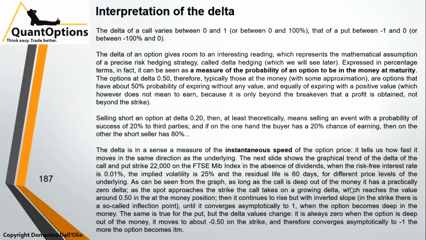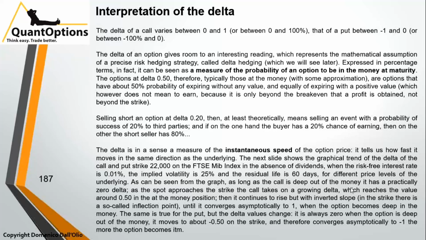So a positive divided by a negative leads to a negative value, and that's why the delta of a put is negative. The delta of an option gives room to an interesting reading, which represents the mathematical assumption of a price risk hedging strategy called delta hedging, which we will see later on in this lesson. Expressed in percentage terms, in fact, it can be seen as a measure of the probability of an option to be in the money at maturity. Let's go through this again. A measure of the probability of an option to be in the money at maturity.